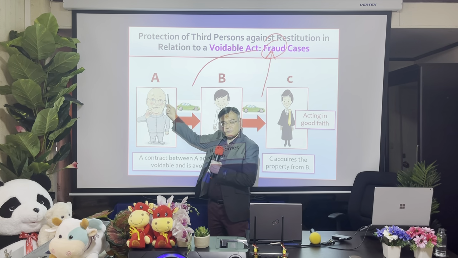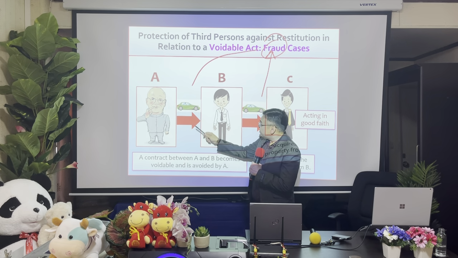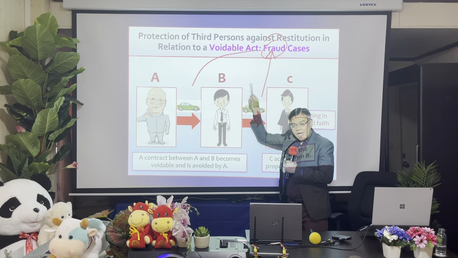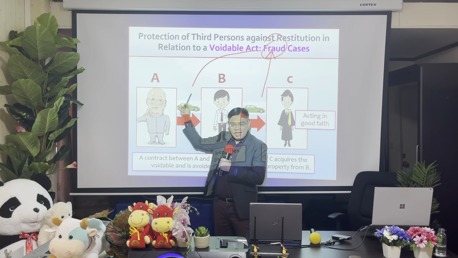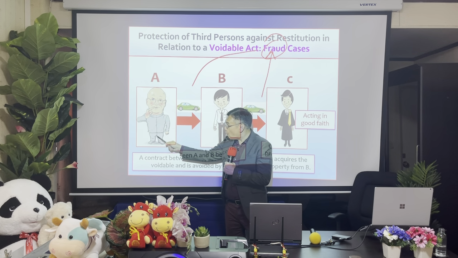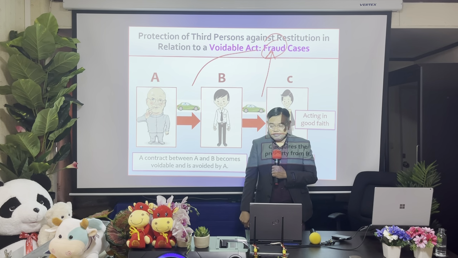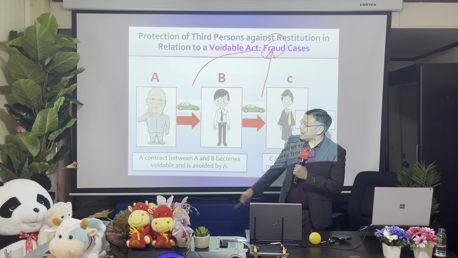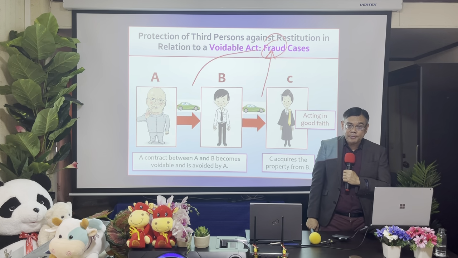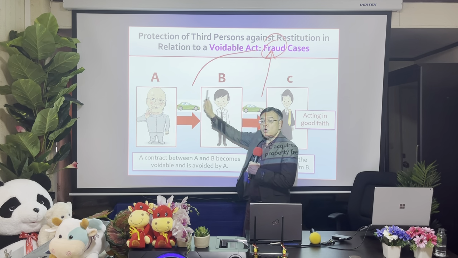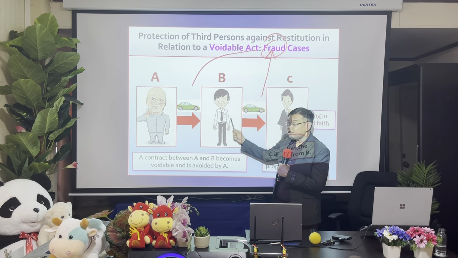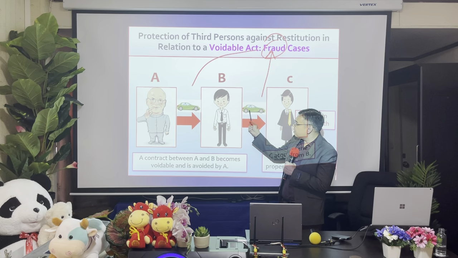In this case, A sold his car to B because of a fraud committed by B, so the contract between A and B becomes voidable, and A later avoids this contract. So this contract becomes what? When A avoids this contract, the contract is deemed by law to have been void from the beginning, and both parties will have to be restored to their original positions. In this case, B is required by law to return the car to A.